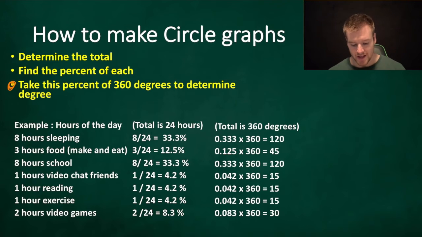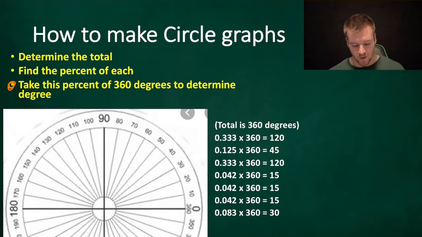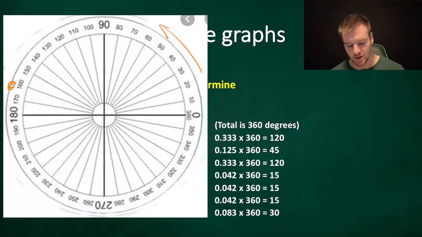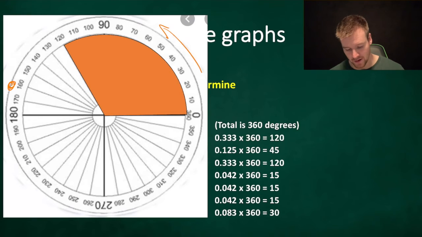So then we would get our circle, we draw our circle or use a protractor like this, and this shows all the angles going around in this direction from 0 to 360 degrees. So now I just need to draw lines or shade in parts that fit those angles for those different categories. So the first one's 120. So I shade it up there from 0 to 120.